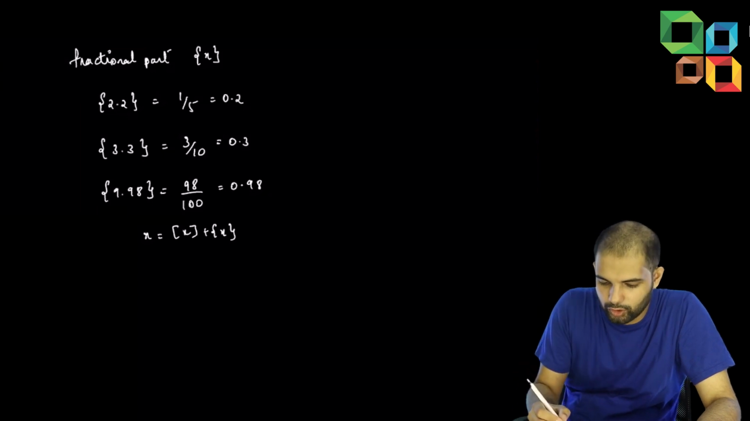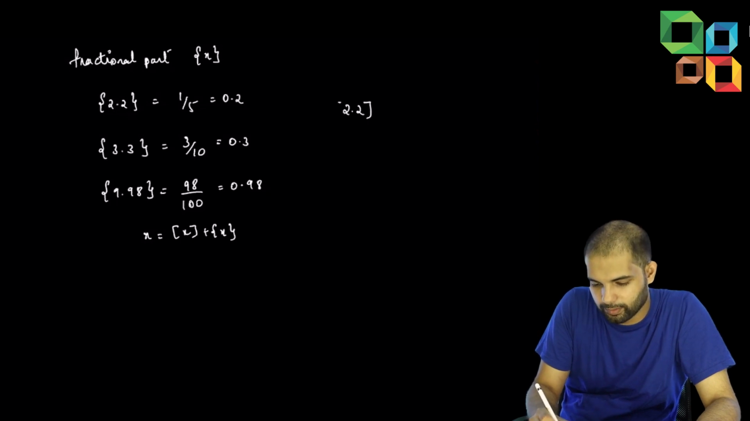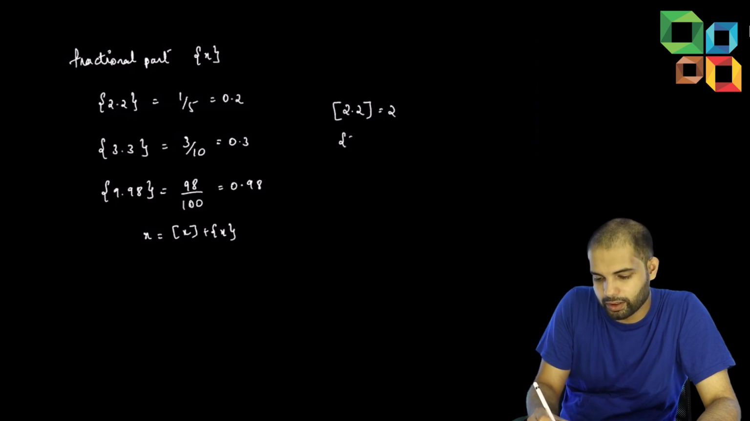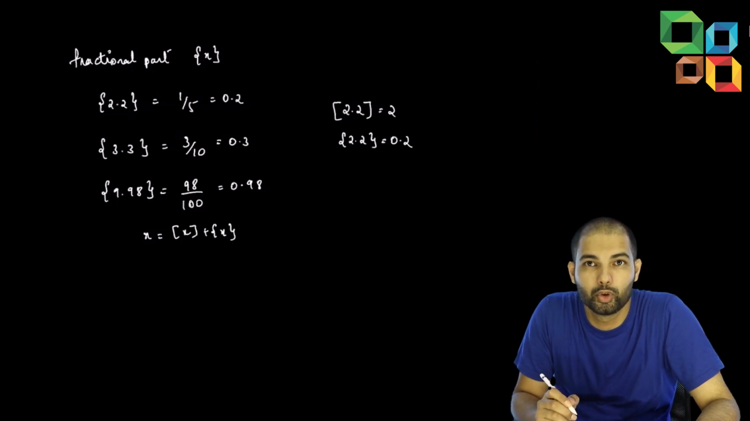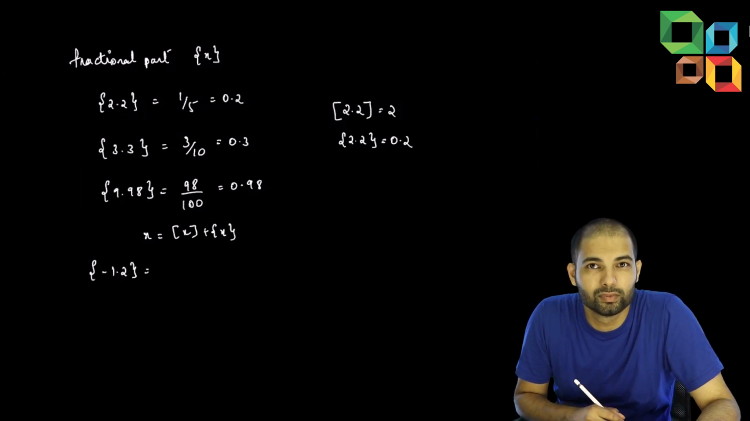So if I take the same example, 2.2, just to confirm, the integer part is 2. Fine. So the fractional part of 2.2 is 0.2. We can see the sum 2 plus 0.2 is 2.2. No doubts here. So now let us talk about minus 1.2. What is the fractional part now? Minus 1 by 5, or minus 0.2 you mean?